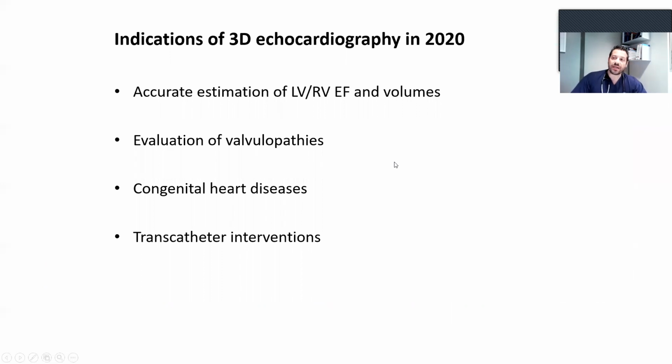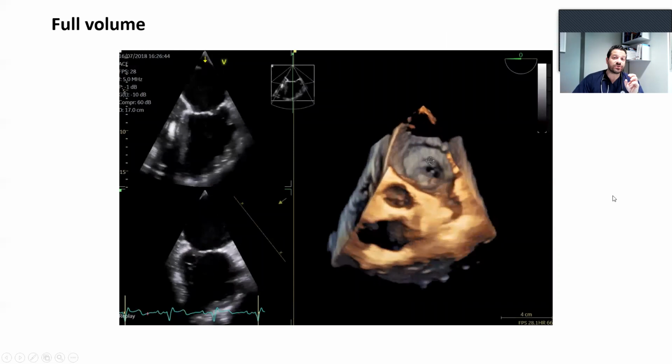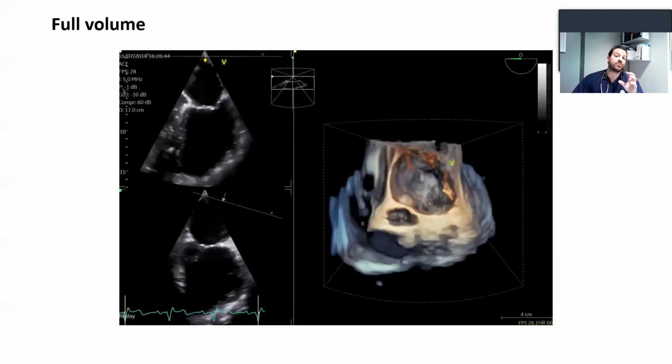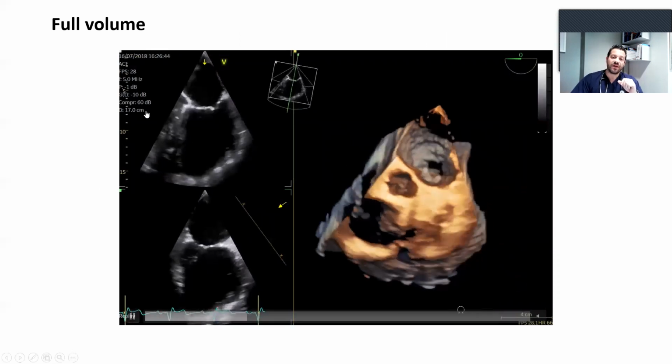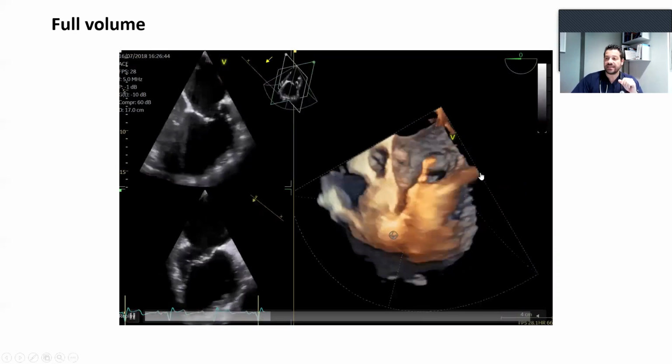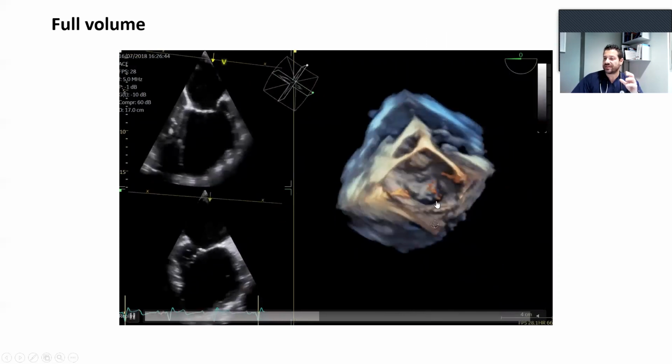In 2020 or 2021, the indications of 3D echocardiography are accurate estimation of volumes and ejection fraction of chambers, evaluation of valvulopathies, congenital heart diseases, and of course, transcatheter interventions. About the left ventricle, it is important to always obtain in full volume the whole structure that we want to evaluate. Here you can see that we have the whole left ventricle inside, and it is important to understand what we see in our volume rendering images.